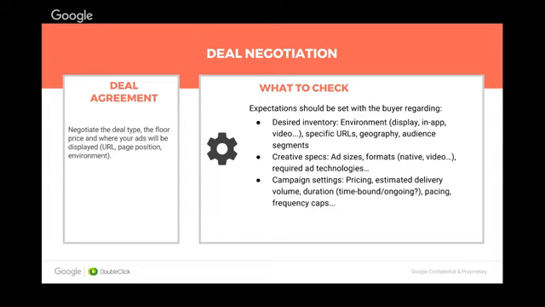Finally, campaign settings like pricing, estimated volume, duration, and pacing are all things that the buyer should share with the seller to make sure that a coherent and realistic forecast of the inventory can be made.